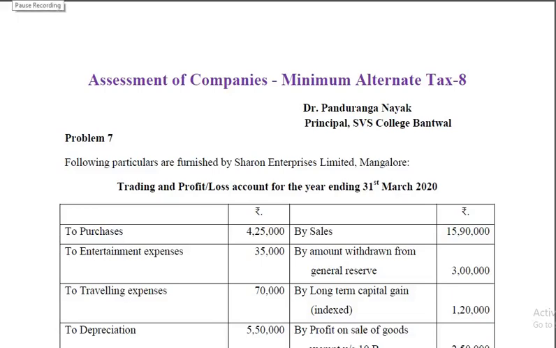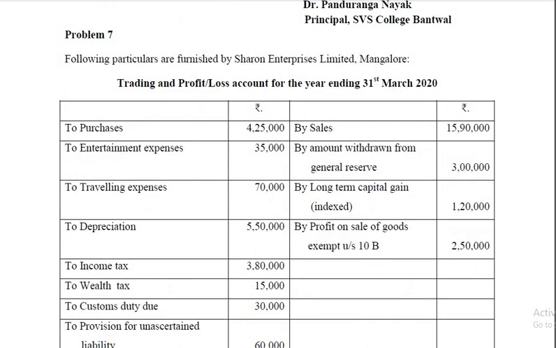Dear students, we'll go for one more problem on computation of taxable income and tax liability of companies applying minimum alternate tax. This is video number 8, problem number 7. Let us go through the problem.